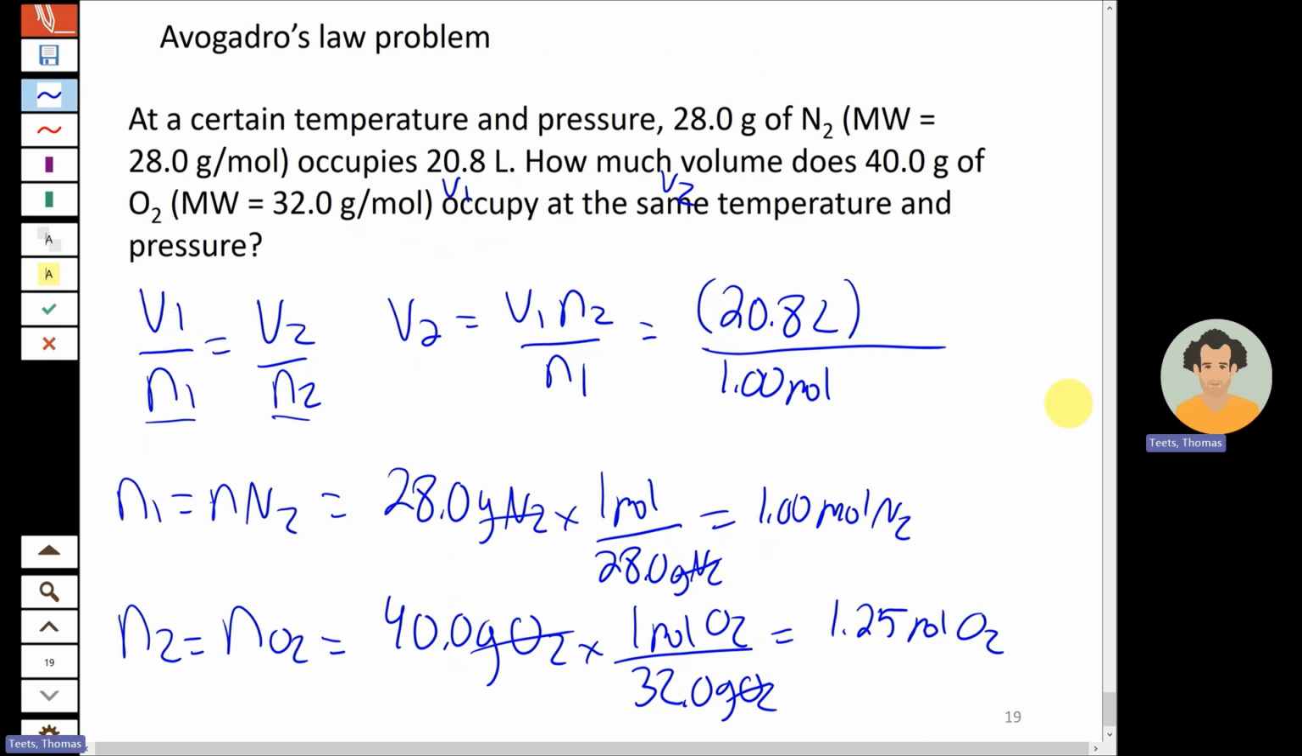So we have more moles of O2 than we have of N2, so the volume will increase. So we're going to put our 1.25 moles up here. That's the amount of O2 that we have. And then when we multiply that, we get 26.0 liters, okay? So hopefully that one's not too hard to think about. We have 1.25 moles of O2, 1 mole of nitrogen. So the one that has more moles is going to occupy a larger volume, 26 instead of 20.8. But again, for these types of problems, it doesn't matter what the identity of the gas is, they're going to follow the same mathematical relationships that just depend on volume and number of moles if we're talking about Avogadro's law.